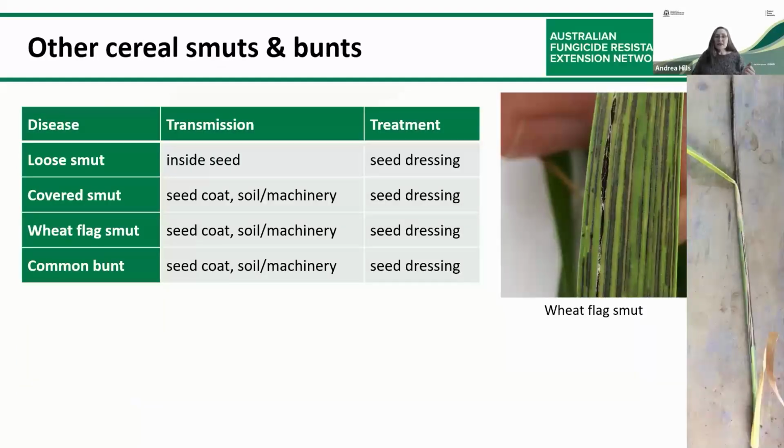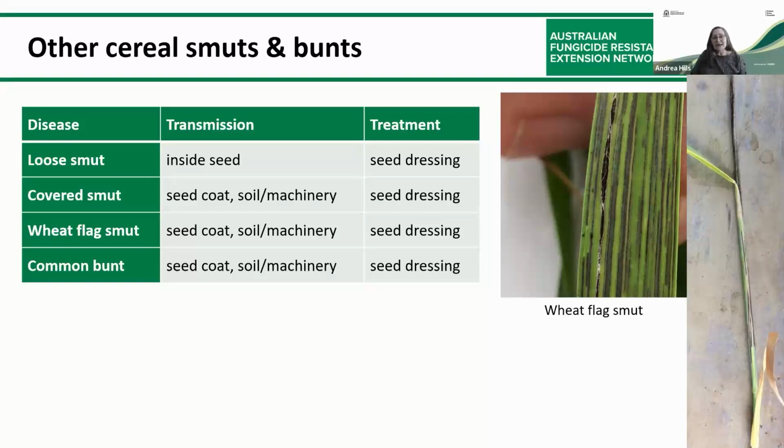I thought it'd be worth mentioning the other cereal smuts and bunts that we get in WA, and they're all readily controlled with a seed treatment. Over here on the right, I've put some more pictures of wheat flag smut. It affects not just the flag leaf, but other leaves, and also on the very right, you can see a plant where it's infected the stem as well. And that's because we're seeing a bit more of that in the last few years in quite a few areas of the wheat belt. One reason for this is that the newer varieties seem to be more susceptible to flag smut, in particular variety Rockstar.